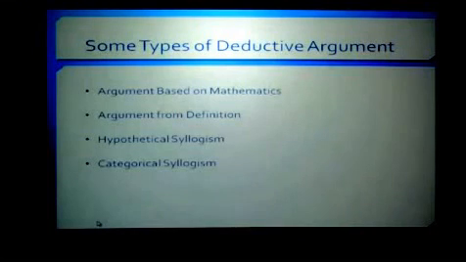Hypothetical syllogisms are arguments that only have 2 premises and 1 conclusion, and it will always be the case that at least one of the premises is a hypothetical conditional statement. We'll discuss more about this later on. Categorical syllogisms have 2 premises and 1 conclusion, which is what makes them a syllogism. And it's the case that all of the statements in a categorical syllogism are categorical statements. Now let us focus on categorical syllogisms for the rest of this lesson.